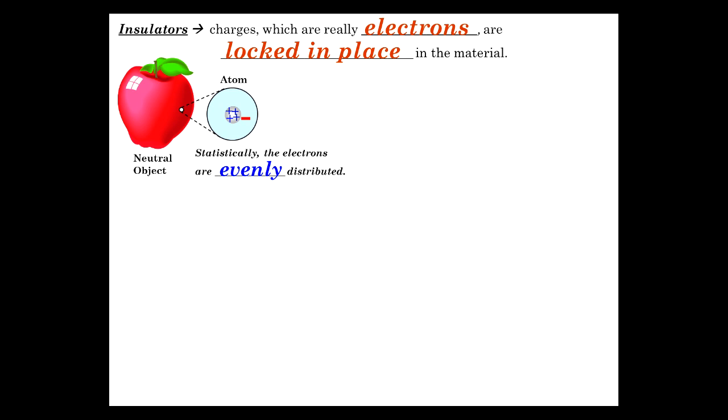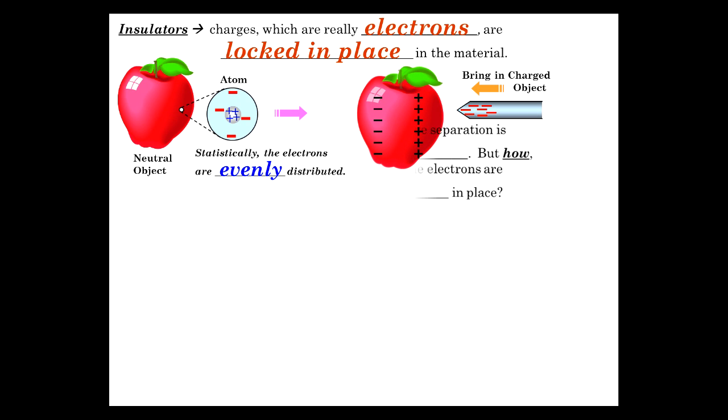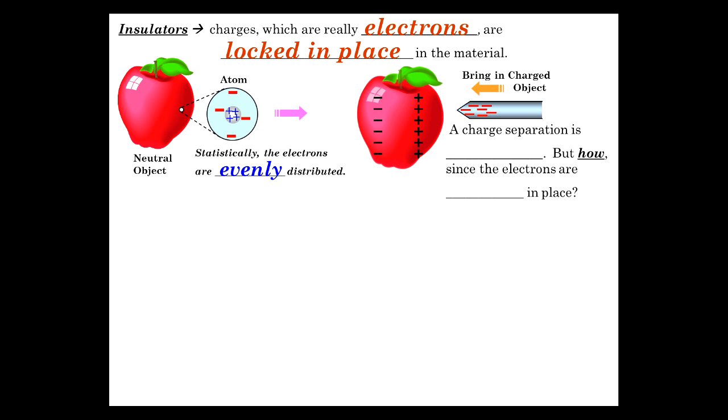And so I can draw them in here, and you'll see that on the average they're about just as many on the right side as on the left side, or just as often on the right as on the left. You get the point. Now, what happens when I bring in a charged object? Well, here's what happens. We induce a charge separation.